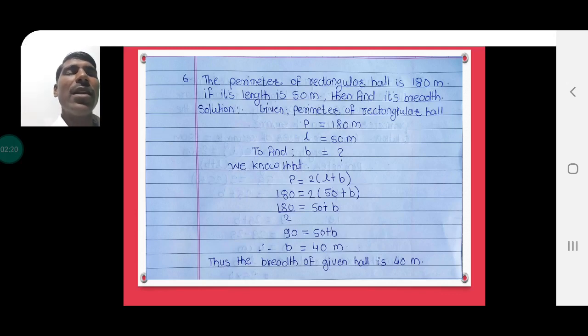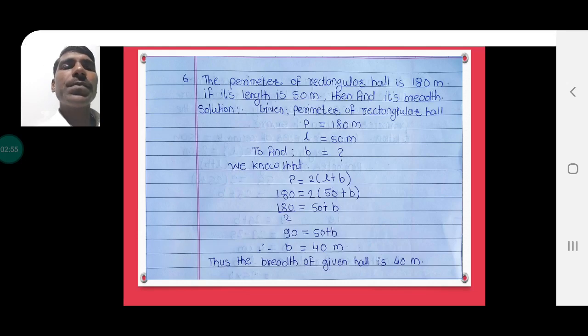This way we can calculate the remaining things if we know any two things about the rectangle. Either you know perimeter and length, you can find breadth. If you know breadth and perimeter, you can find its length. And if you know length and breadth, you can find its perimeter. In the case of area also, you can calculate the remaining one if you know any two among these three things. Okay, so let's go towards the next example.